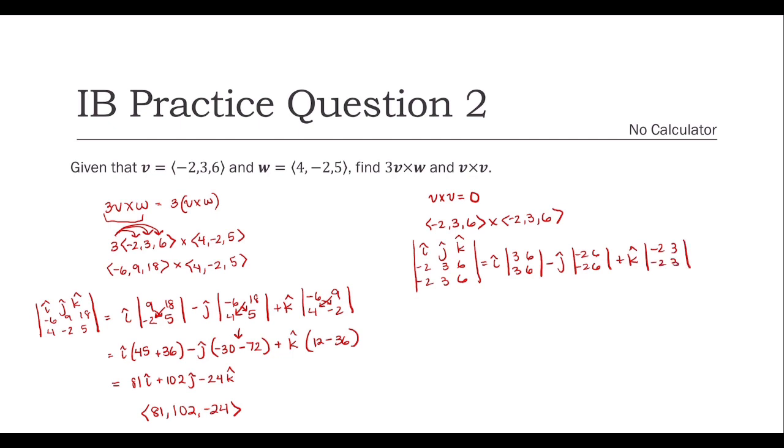So our left and right columns in each of our determinants match each other. So we'll always have something minus that same thing. Like here it would be 18 minus 18, negative 12 minus negative 12, negative 6 minus negative 6. So those are all going to be zeros. So our vector is (0, 0, 0). So these are our answers to this problem.